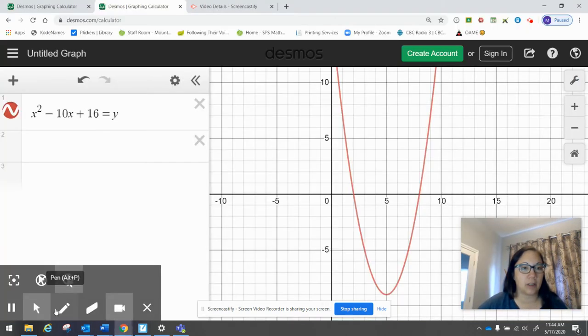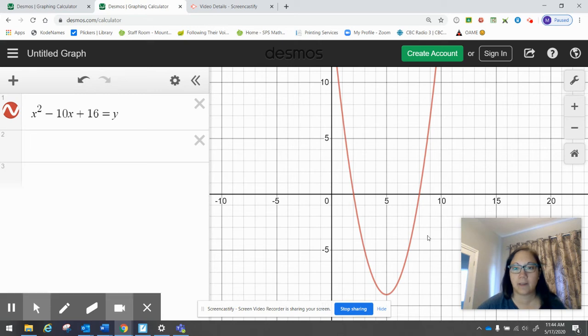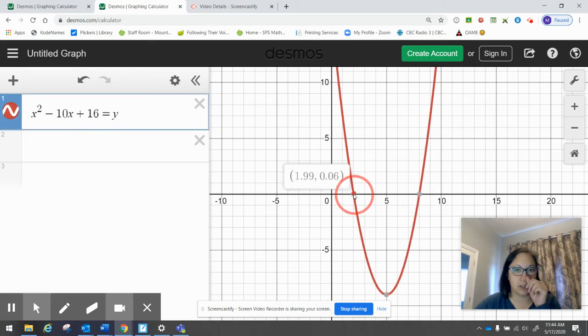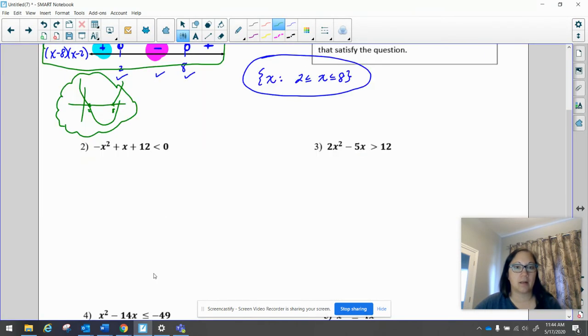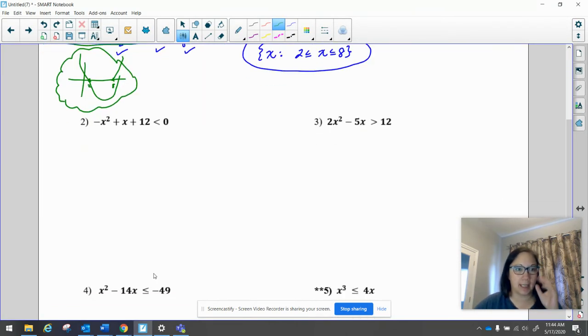And in fact, I'm going to just move over quickly to Desmos. I have it graphed here so you can see it. So there's the 2 and there's the 8, and it was below in between, and above on the sides. Okay, so back to our examples here. Let's take a look at another one.